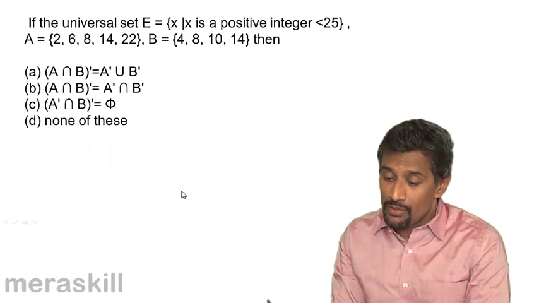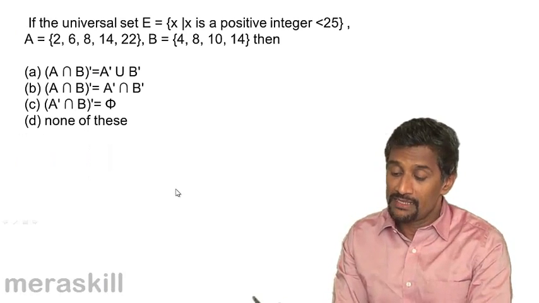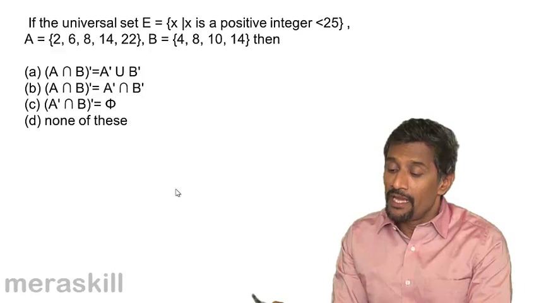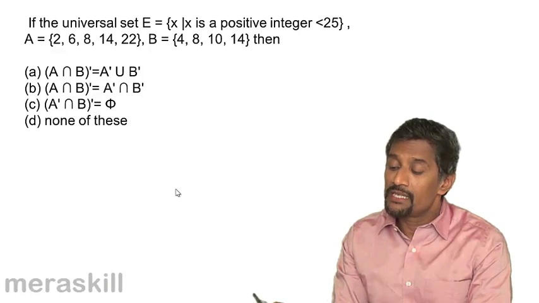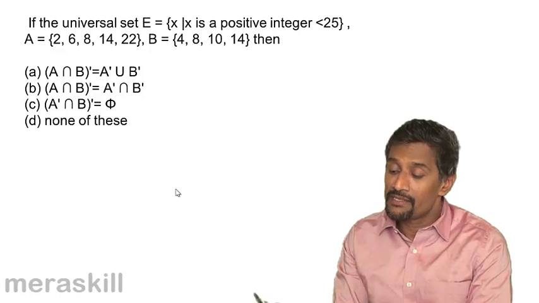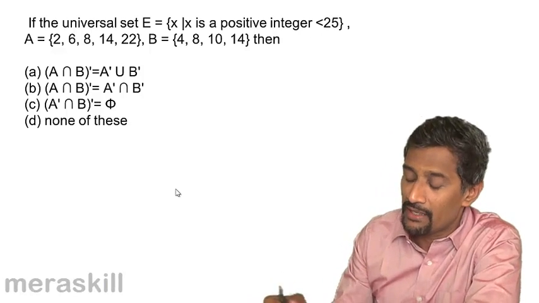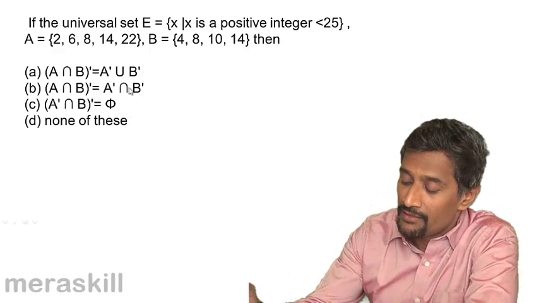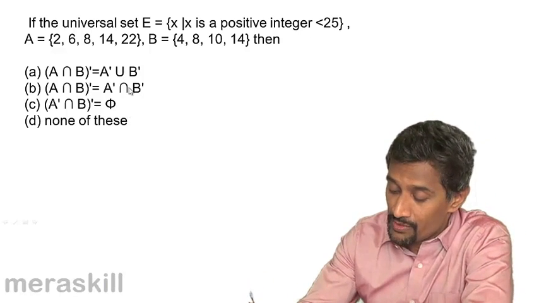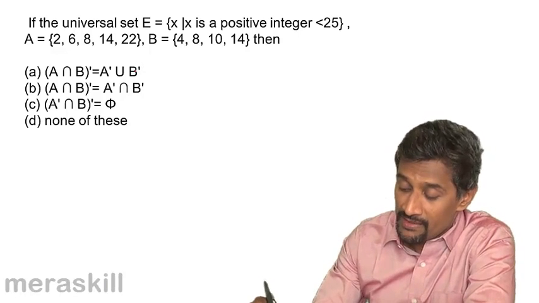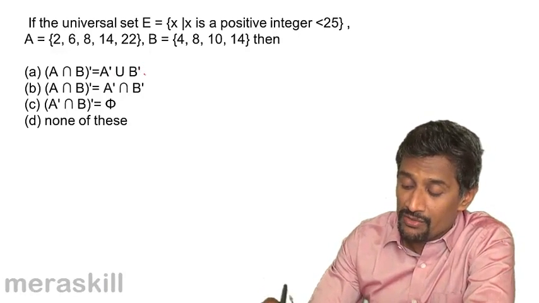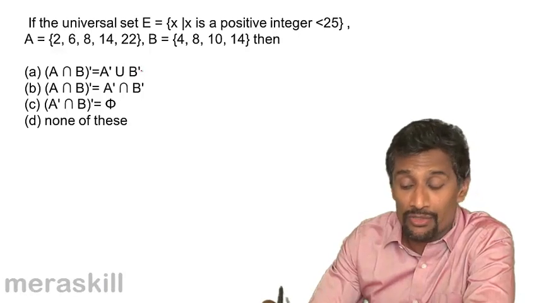Furthermore, let's take this example. The universal set E is X such that X is a positive integer less than 25, and A and B are given. Now let's see what are the options. Here we don't even have to calculate. You have been asked to check these values. Is A intersection B dash equal to A dash union B dash?